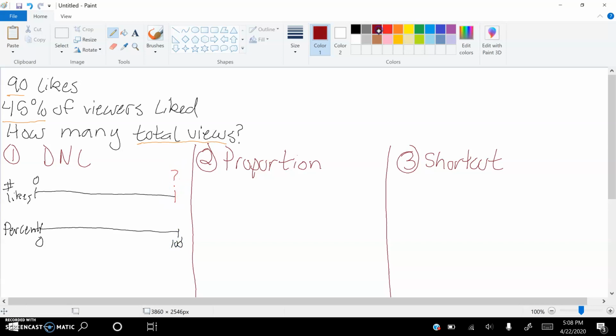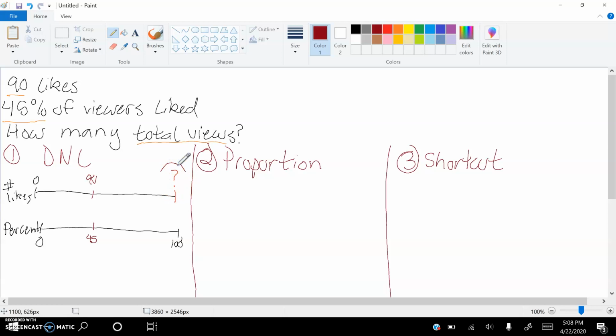And then the other part we are going to add here is that 45% is 90 likes, because that's what it tells us in the problem. So we need to use this to figure out our missing number right here.